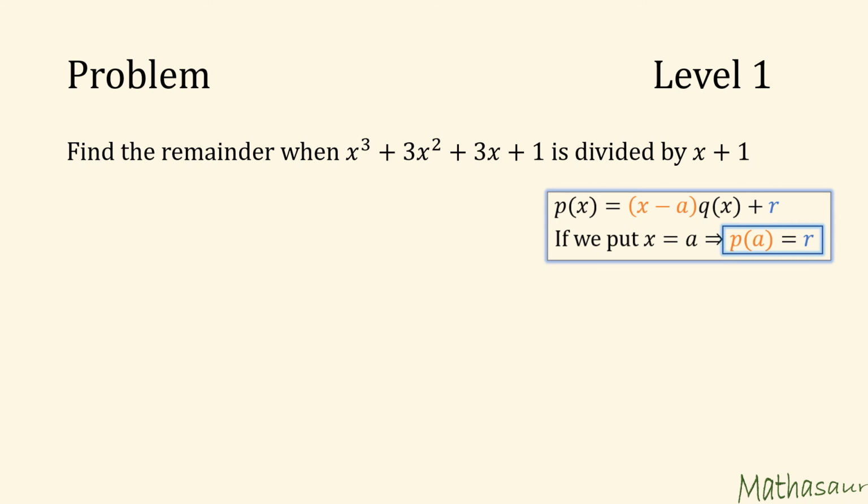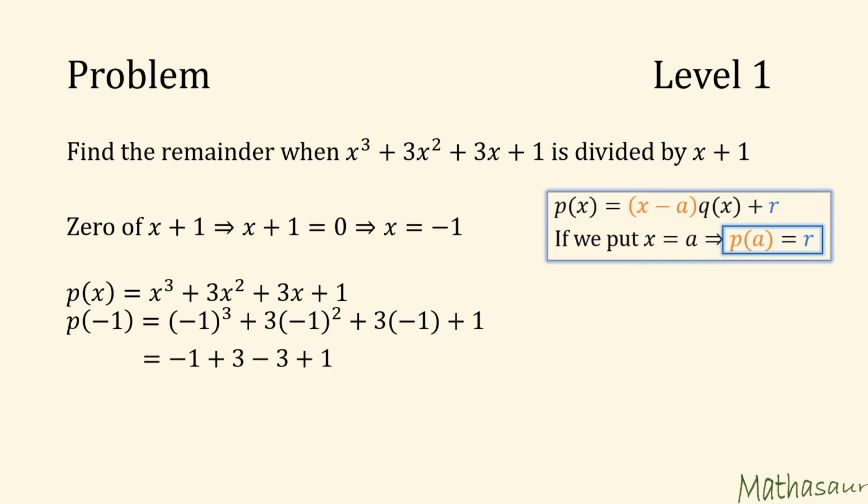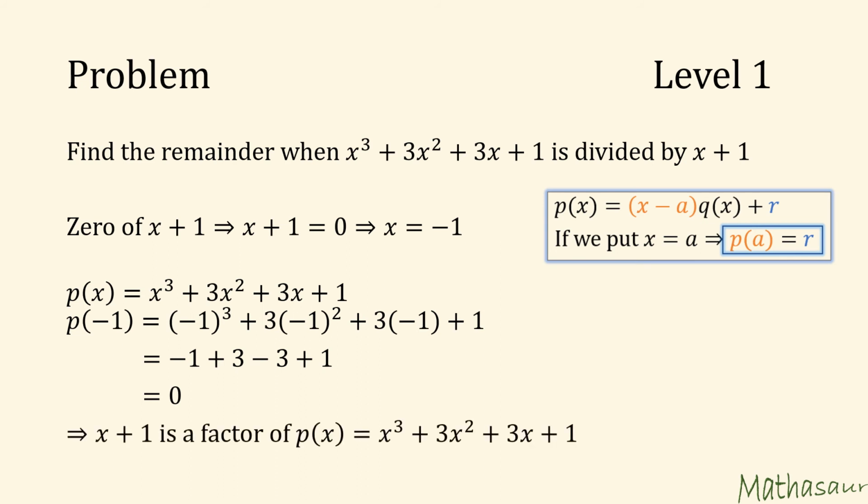Now either you could simply take the value of a and put it in the polynomial, or you could also look at the 0 of the divisor x plus 1, which is minus 1. So let us put this value of x in the polynomial. Both these methods lead us to P of minus 1. It gives us the remainder 0. So the remainder when the given polynomial is divided by x plus 1 is equal to 0. This also means that x plus 1 is a factor of the given polynomial.